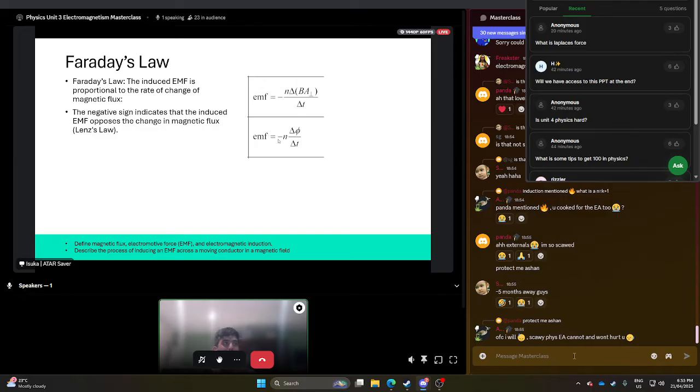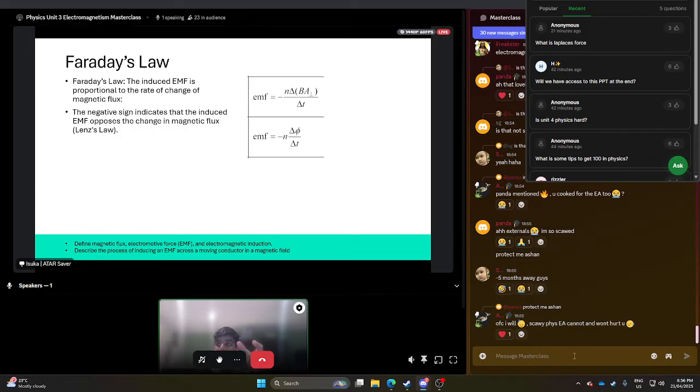That just means that the induced EMF opposes the change in that magnetic flux. Okay. This is very important because that's the whole point of Lenz's law, but we'll come back to that. That's essentially how the law of conservation is maintained, right? So okay, let's go for an example right now.